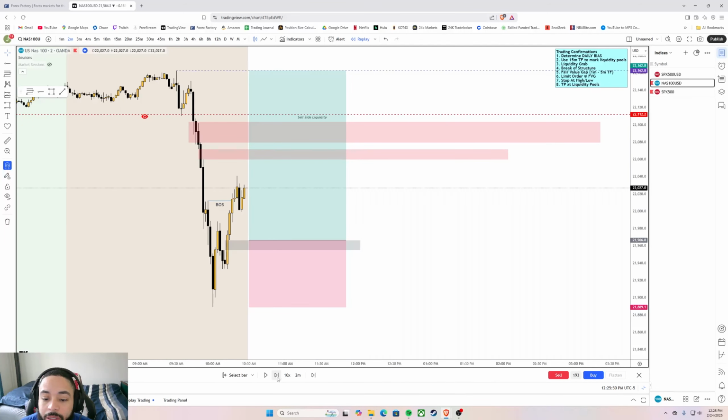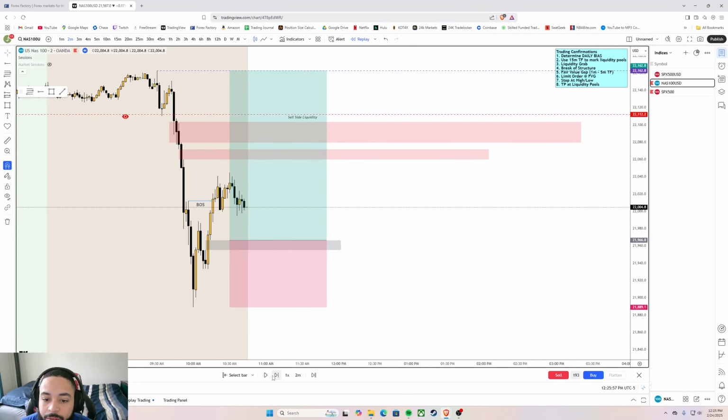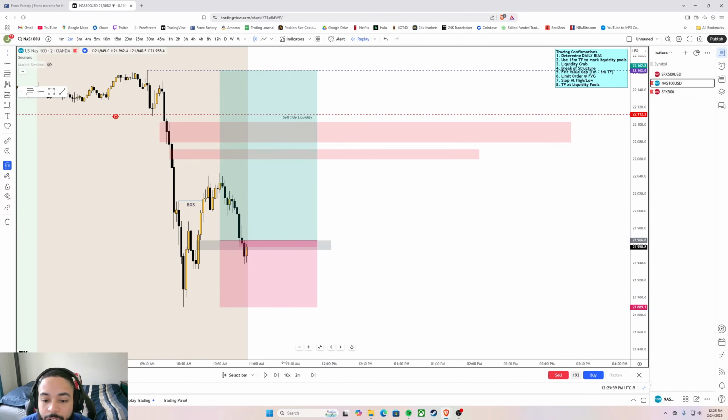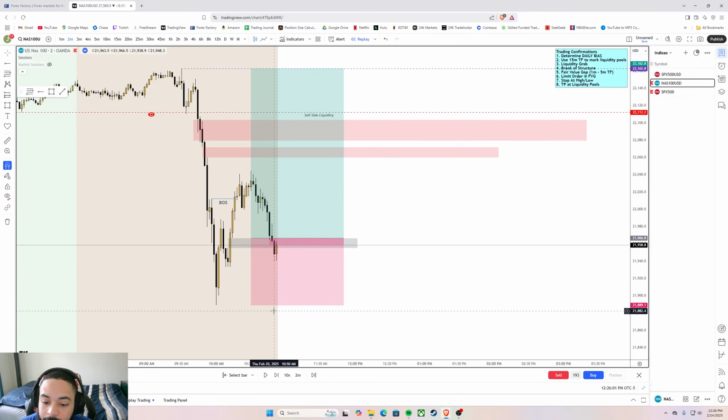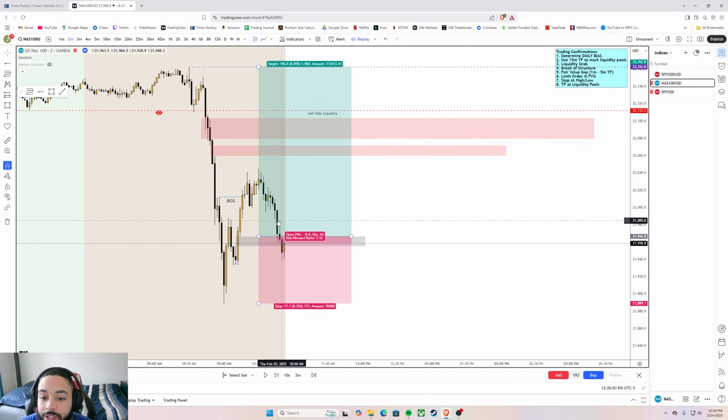And then as we, I'll just do like this, right? So here, at 1050, so this is almost at the end of the session, price taps into the fair value gap.